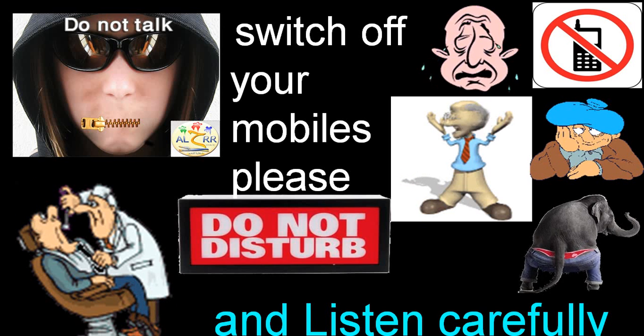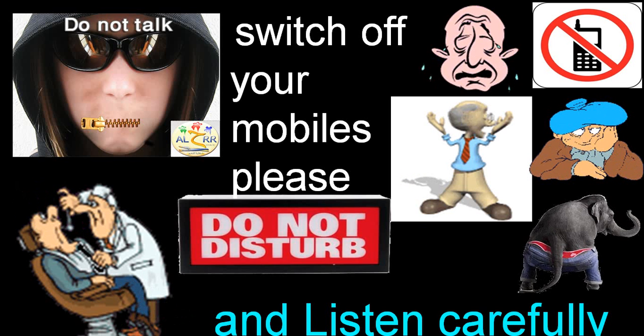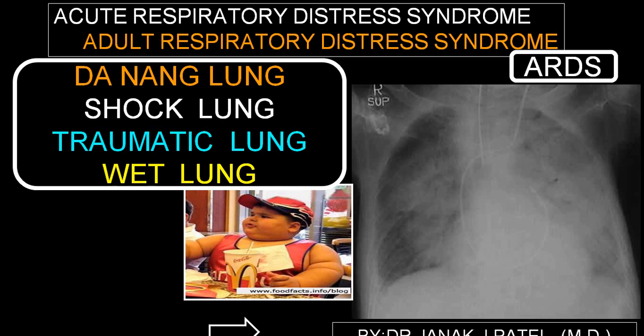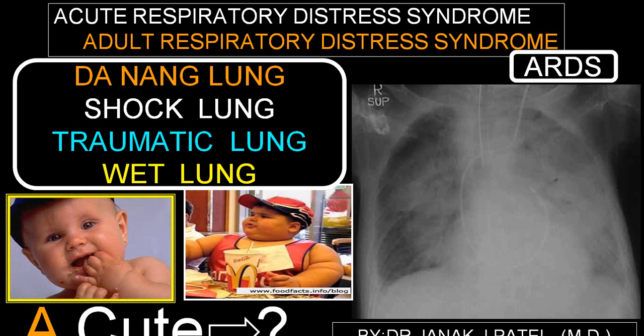Today we'll be discussing another very interesting topic we call ARDS, or the term also utilized is non-cardiogenic pulmonary edema. Previously it was called adult respiratory distress syndrome, but you do see it also in children, so now the term utilized is acute respiratory distress syndrome. There are other terminologies which are almost gone. It was also called Da Nang lung, shock lung, traumatic lung, wet lung, etc.